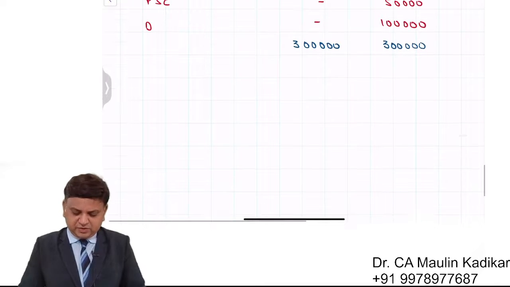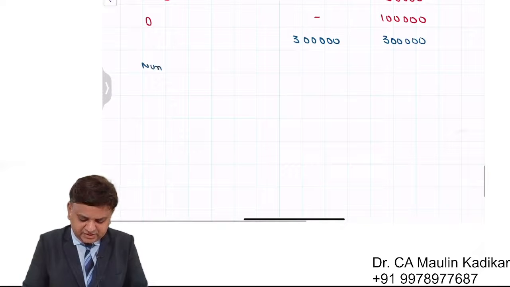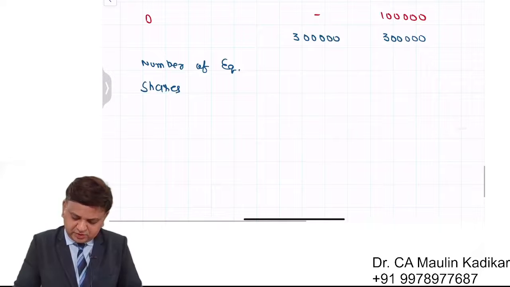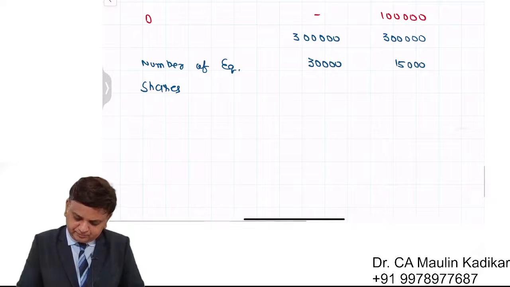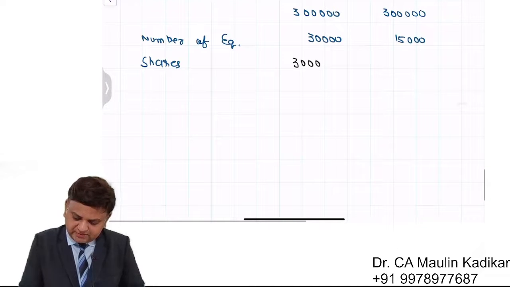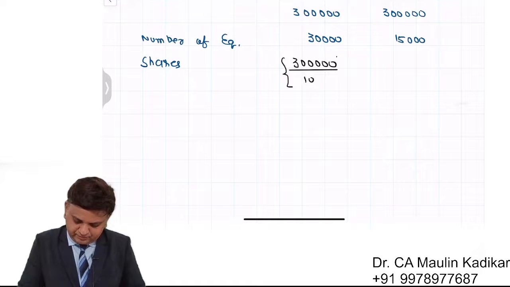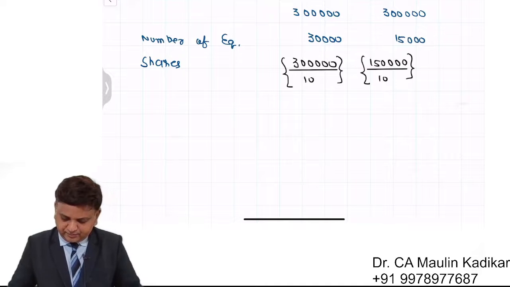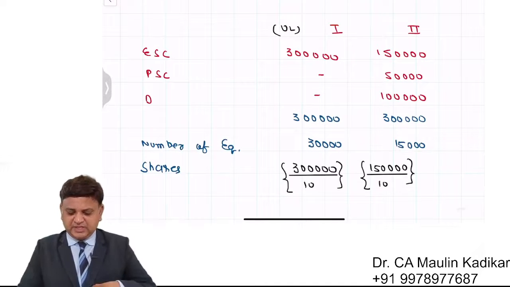Informally, let me first discuss the number of equity shares that are to be issued. In the first case it would be 30,000 and in the second case it is 15,000. So it is 3 lakhs divided by 10, and 1,50,000 again divided by 10. This is the way the number of equity shares to be issued is found in both cases.